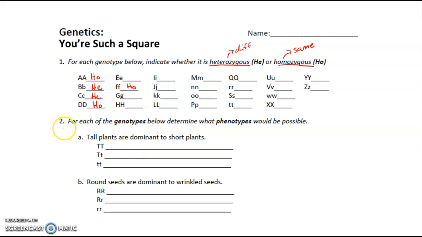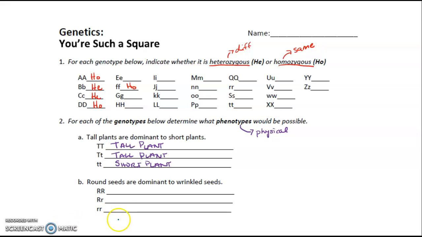That's fine. Number 2 says, for each of the genotypes, determine what phenotypes. Remember, pheno is what we can physically see. Okay? For example, tall plants are dominant to short plants. Okay? So here we know that we're going to have a tall plant. Here we also know we're going to have a tall plant. However, with the two recessives, we're going to have a short plant. Okay.